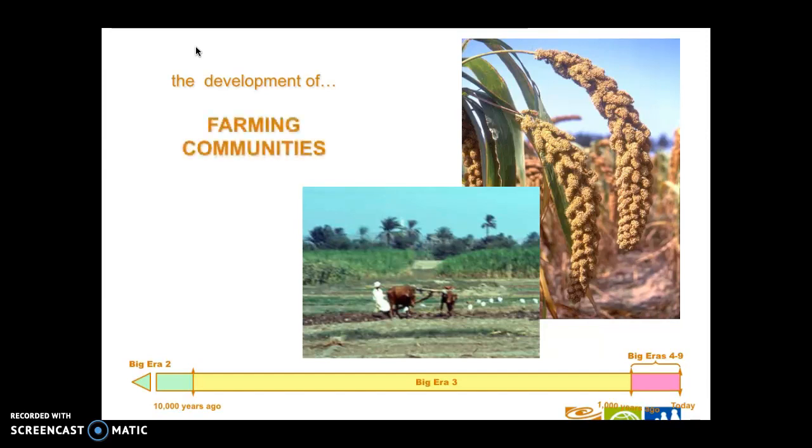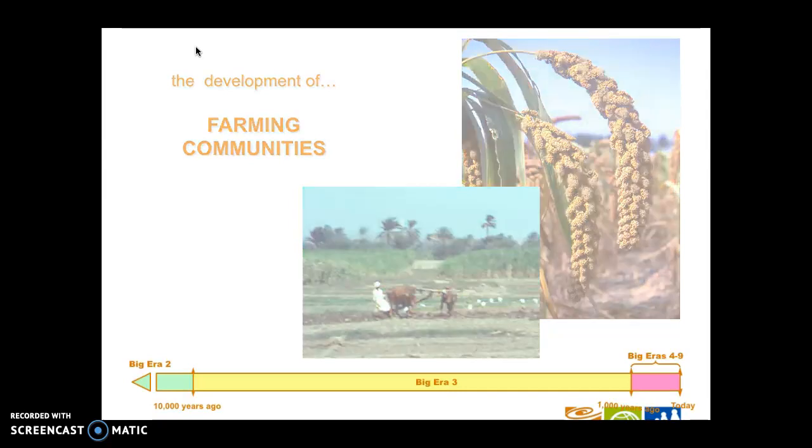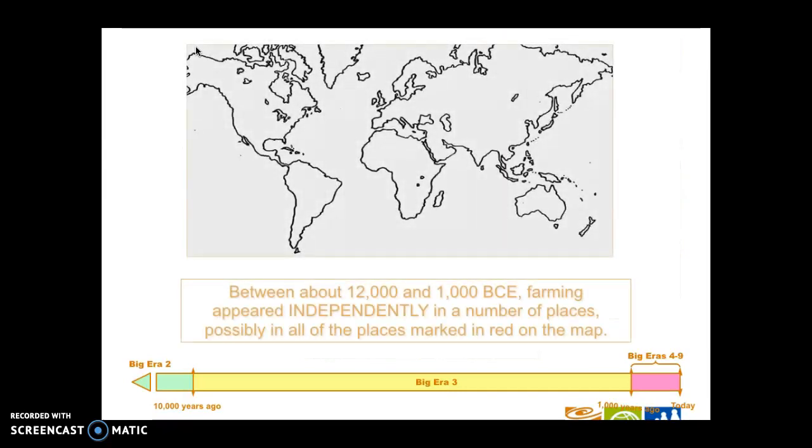And farming communities, don't confuse them with actual civilizations, right? So this is kind of a stepping stone to that, but it's not an actual civilization, not yet. We're going to talk about how farming communities lead to civilization.